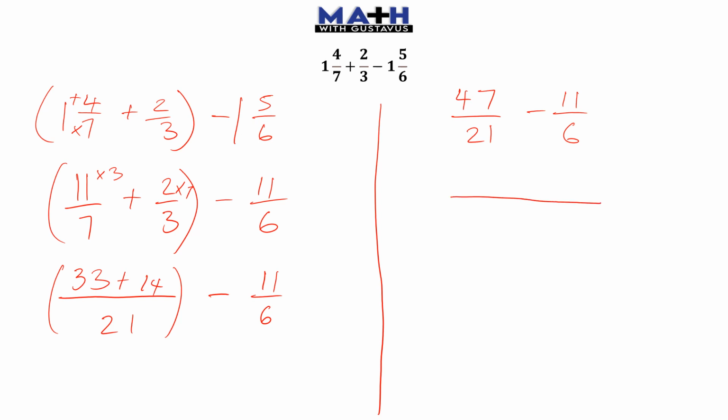Now the lowest number that 21 and 6 can go into without a remainder is 42. Now 21 into 42, that goes 2 times. So 47 times 2, that will give us 94. And now 6 into 42, that goes 7 times, and 11 times 7, that's 77. Now if we subtract 77 from 94, we will get 17. And then we put back our common denominator, which is 42.